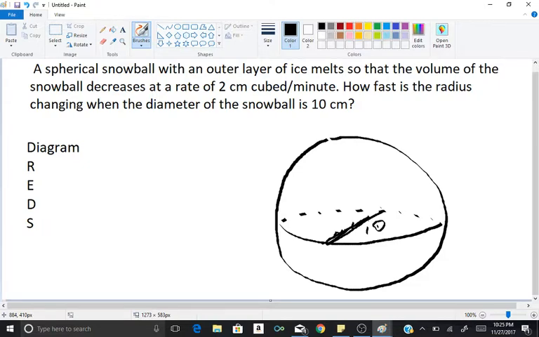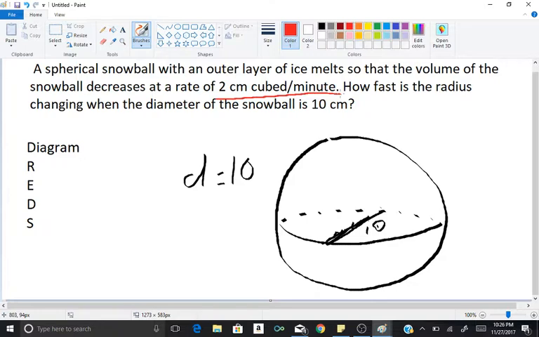Now, other than drawing it, I'm going to write down the numbers that they've given me, and I'm going to say what they mean. So we know that the diameter is 10, so I'm going to write that here. And this should all go in that box next to that first D up there where it says diagram. It says that the volume of the snowball decreases at a rate of 2 centimeters cubed per minute. Now, it's not saying that the volume is 2 centimeters. This is very, very important.